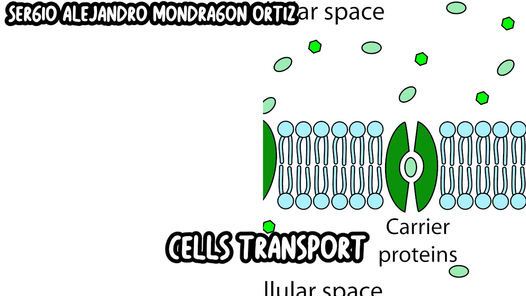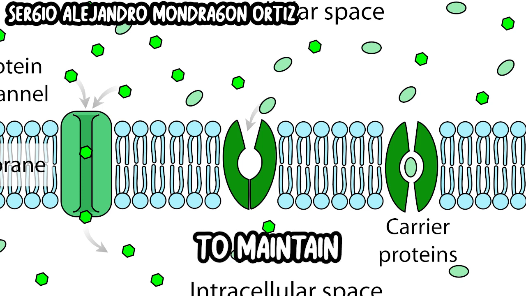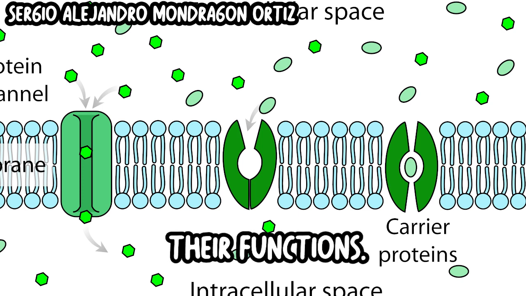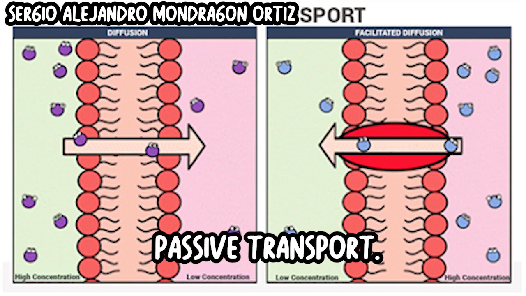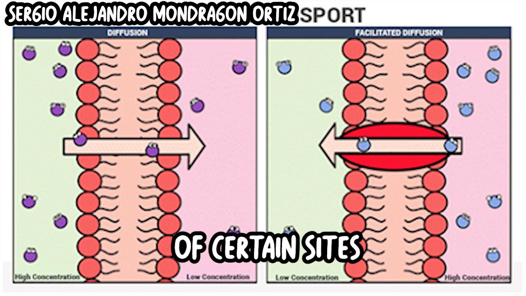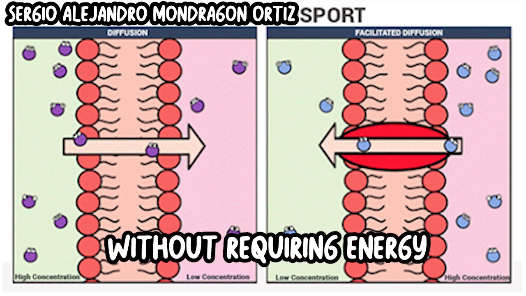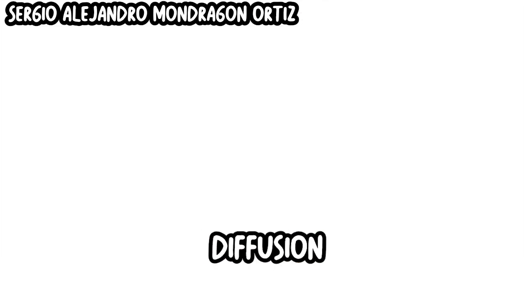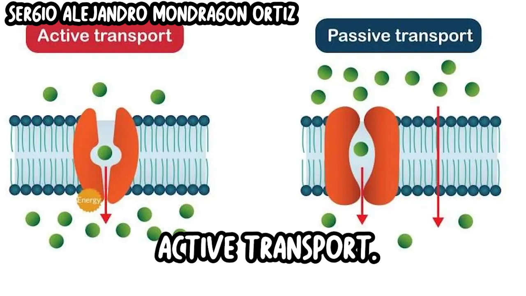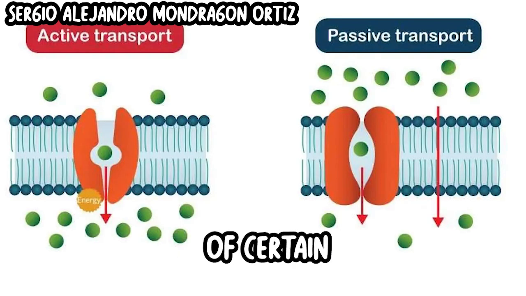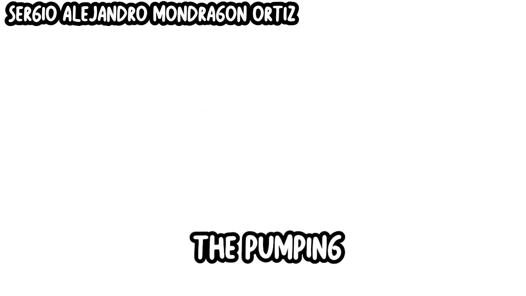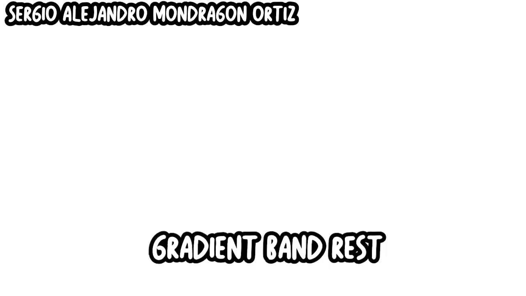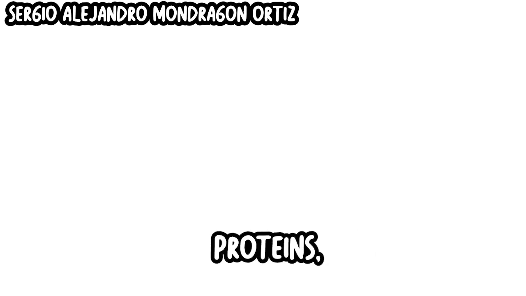In biology, cells transport substances across their membranes to maintain homeostasis and support their functions. The different forms of cell transport include passive transport, that is the movement of substances across the cell membrane without requiring energy. Examples include simple diffusion and osmosis. Active transport, that is the movement of substances across the cell membrane against a concentration gradient, using energy, for example, the pumping of ions against their concentration gradient by transmembrane proteins.